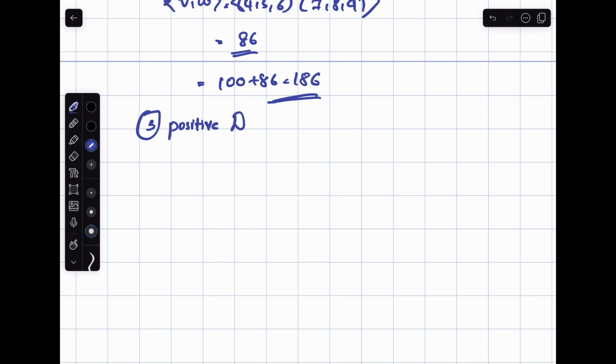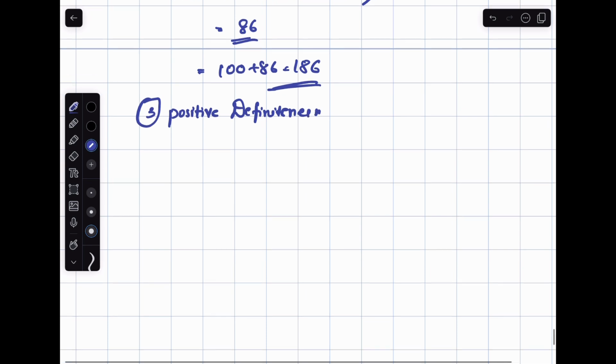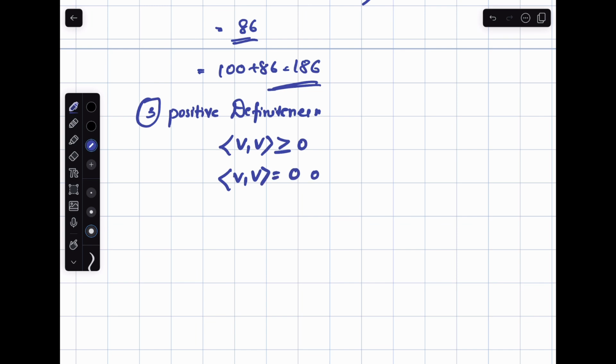Now the third property is positive definiteness. So what is positive definiteness? Positive definiteness is nothing but, as we have seen, v comma v is greater than or equal to 0. The inner product of v comma v should be greater than or equal to 0. If it is equal to 0, then v should be equal to 0. That is what it means.